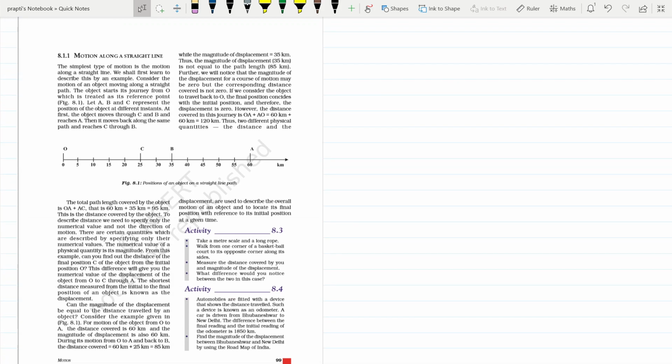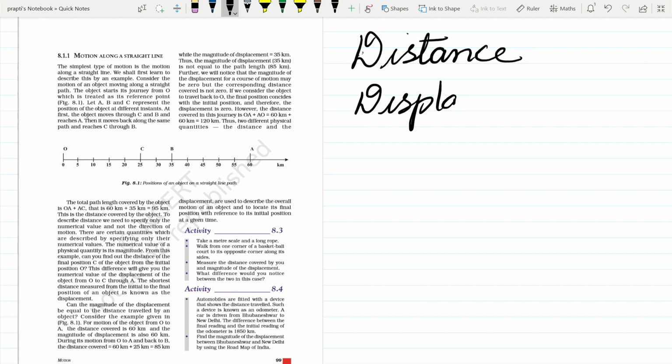Now, in this topic, you are going to come across two very important quantities related to motion. That is distance and displacement. We will understand the difference between these two quantities and how it is helpful in understanding motion.